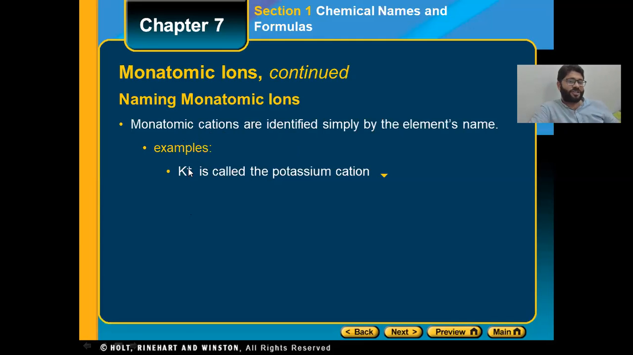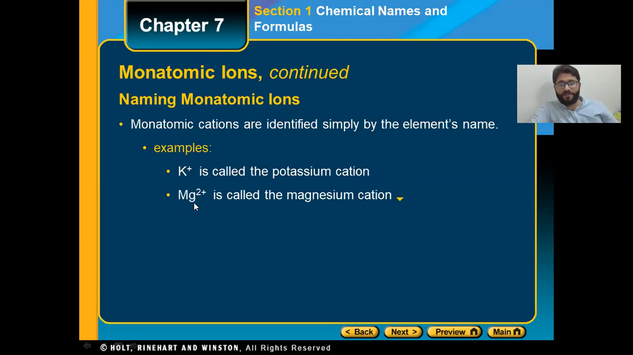Potassium, K is the symbol of potassium. It carries 1 electron in its last shell. So when it loses its 1 electron, it carries 1 positive charge. So the name of this potassium, when it carries positive charge, will be potassium cation. Or simply, you can also term it as potassium ion.